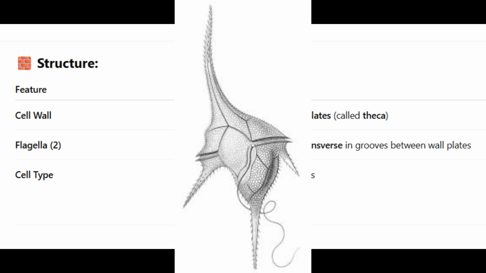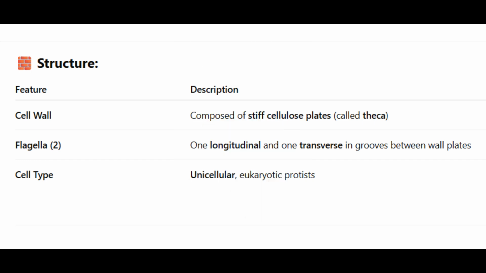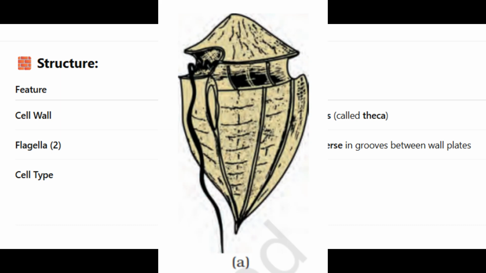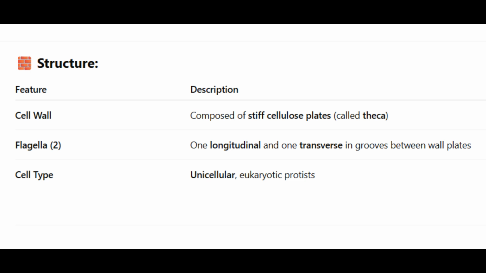Structure. Feature description: the cell wall is composed of stiff cellulose plates called theca. Flagella: 2, one longitudinal and one transverse, in grooves between wall plates. Cell type: unicellular, eukaryotic protists.